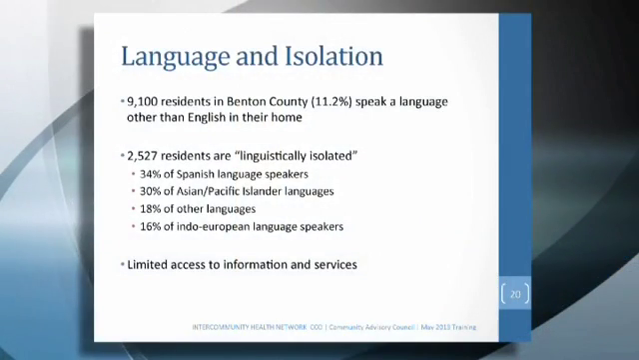So the next slide shows how many people in our community in Benton County speak a language other than English. About 11% speak a language other than English, or in addition to English, perhaps. And about 2,500 of those are what we would consider linguistically isolated. That means that nobody in their home over the age of 5 speaks English very well. That's a pretty sizable group for our community. 34% of those are Spanish language speakers. 30% are Asian and Pacific Island languages, and that's a variety of languages. Then 18% are other languages, and 16% are Indo-European language speakers.